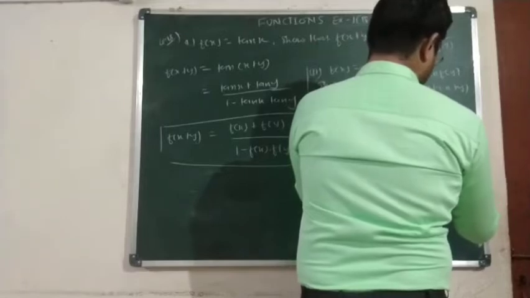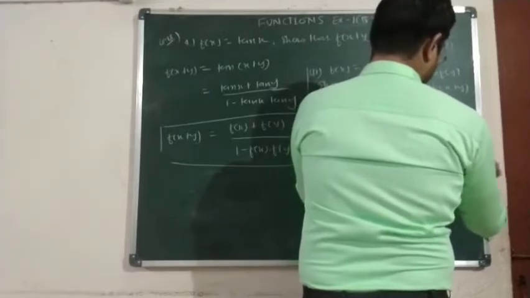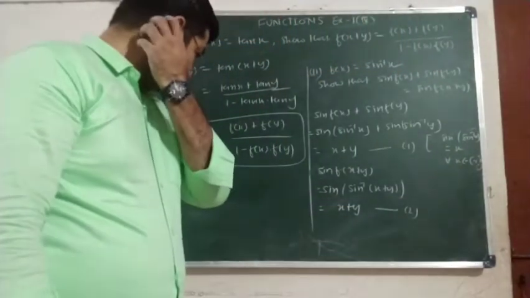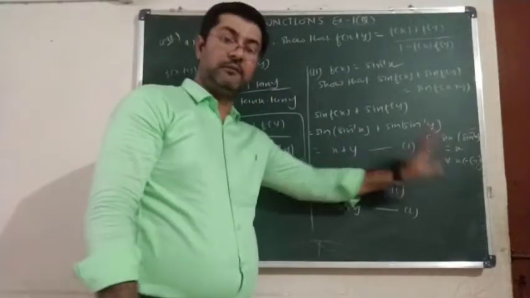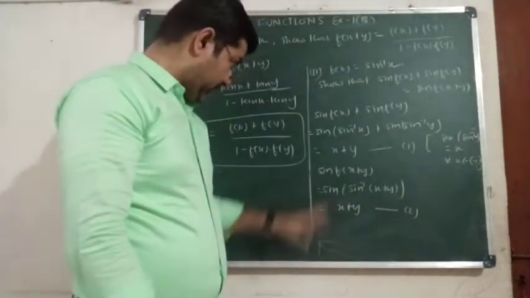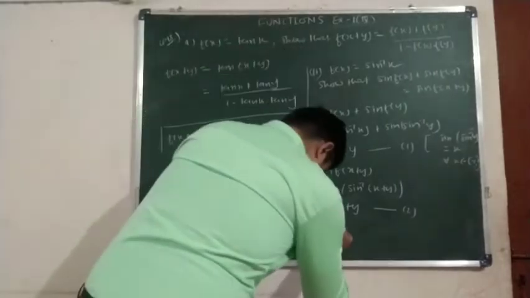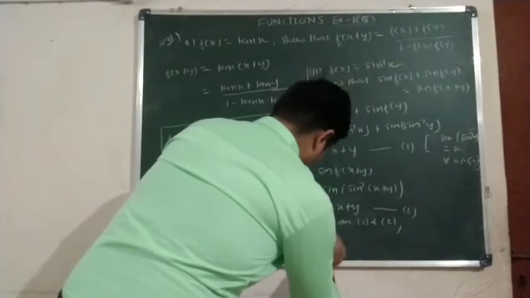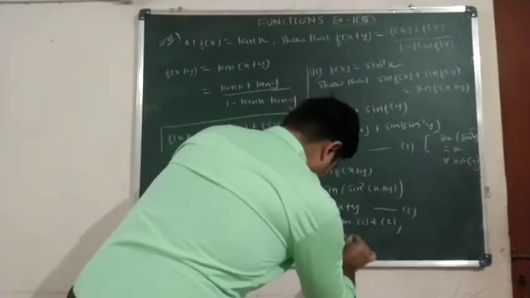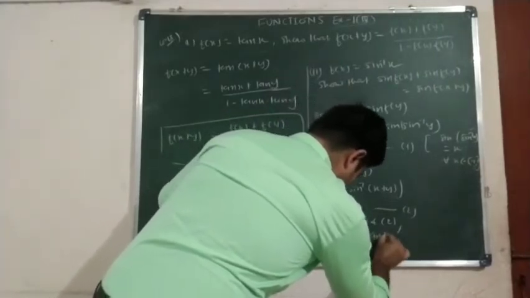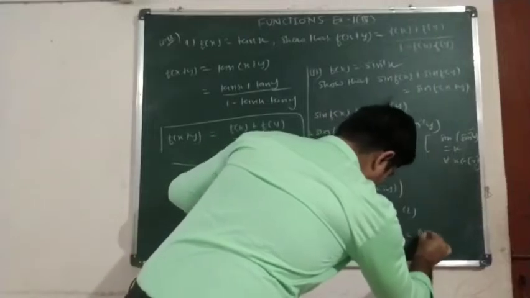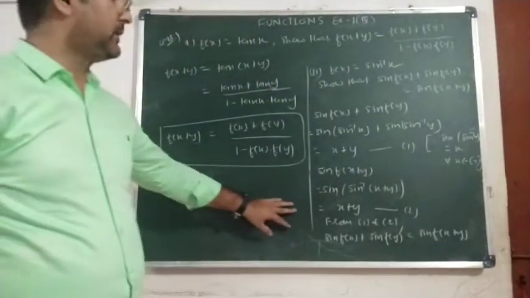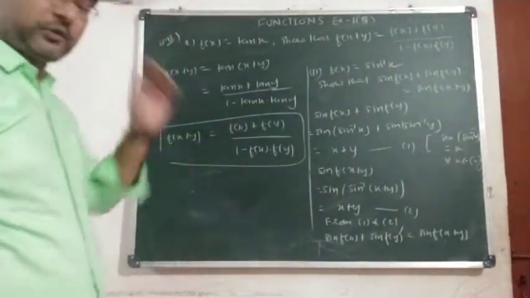for all x belongs to -1 to 1. Clear? This property we will learn in the inverse trigonometric functions. So from result 1 and 2 we can write now sine of f of x plus sine of f of y is equal to sine of f of x plus y. Please note down both the questions, both the solutions.